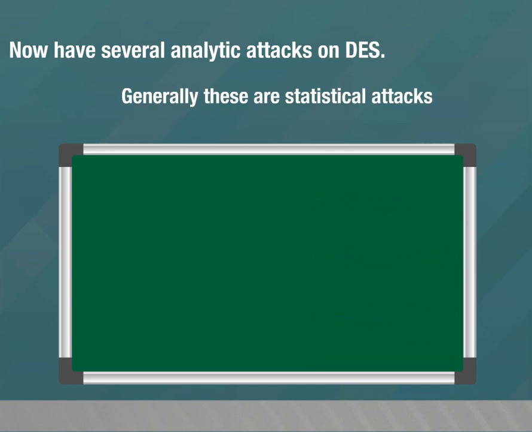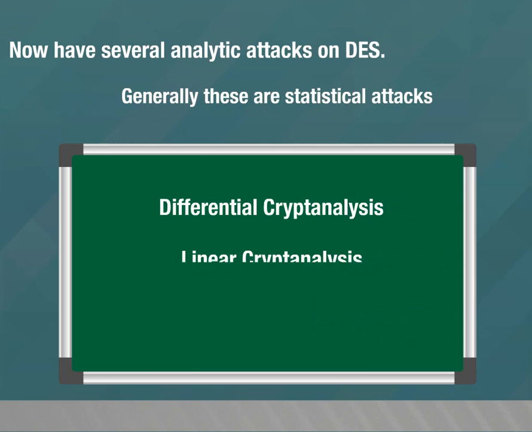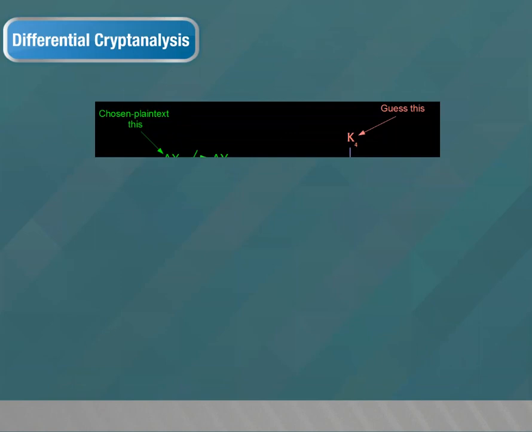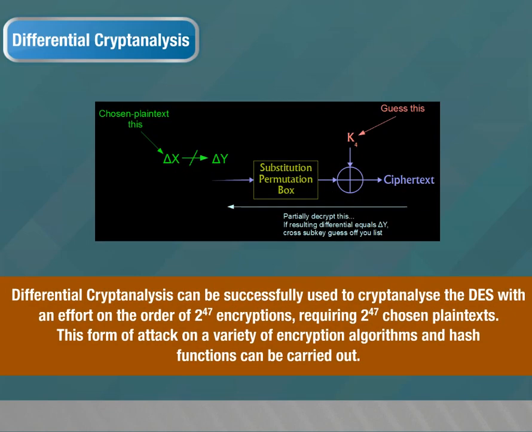Generally, these are statistical attacks: differential cryptanalysis, linear cryptanalysis, related key attacks. Differential cryptanalysis can be successfully used to cryptanalyze the DES with an effort on the order of 2^47 encryptions, requiring 2^47 chosen plaintexts. This form of attack on a variety of encryption algorithms and hash functions can be carried out.